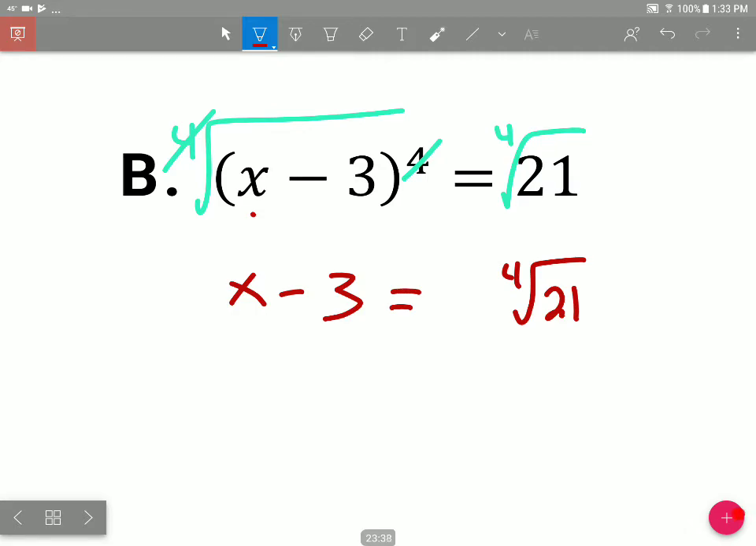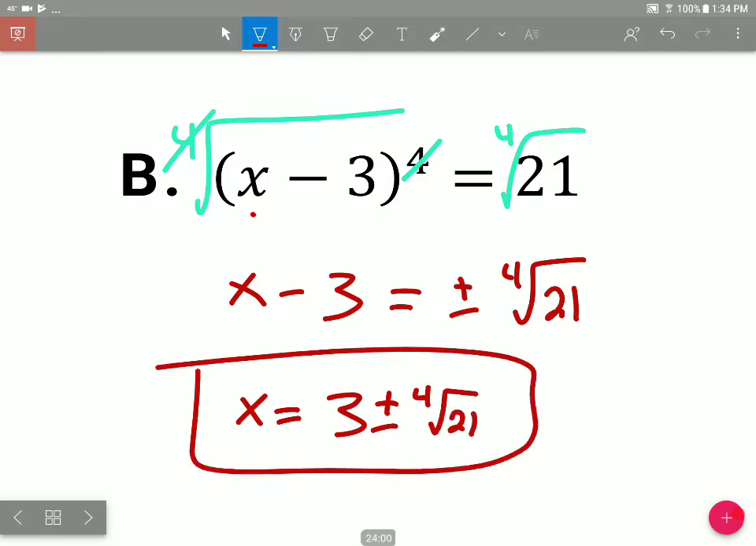The question I have: is it just the 4th root of 21, or is it plus or minus the 4th root of 21? Plus or minus. Good. It is an even numbered root, so it gets the plus or minus. So you've got one more thing to do. What is it? Add 3. So it's a positive 3 plus or minus the 4th root of 21. And that's your answer. Cool? If they say round it, then I would have put that 4th root in my calculator. But they didn't, so I just left it because we can't evenly take it. Cool?